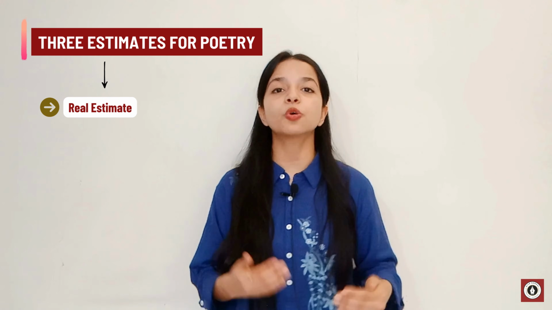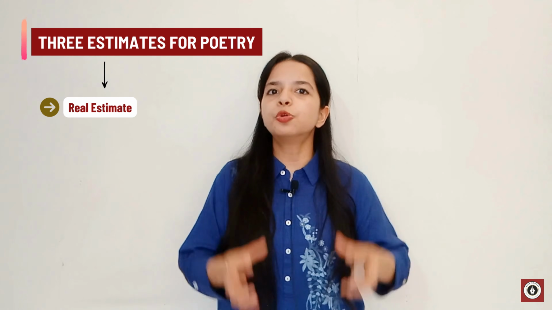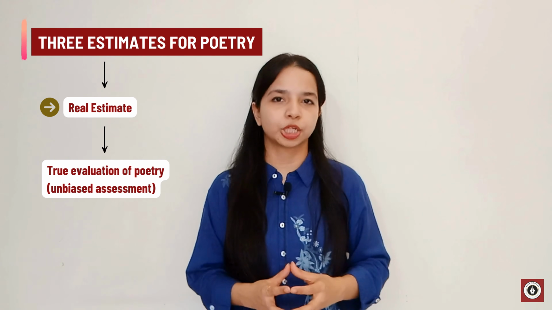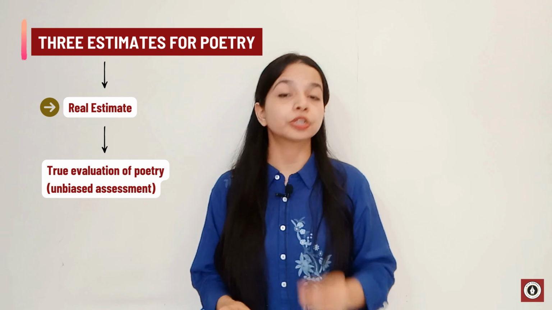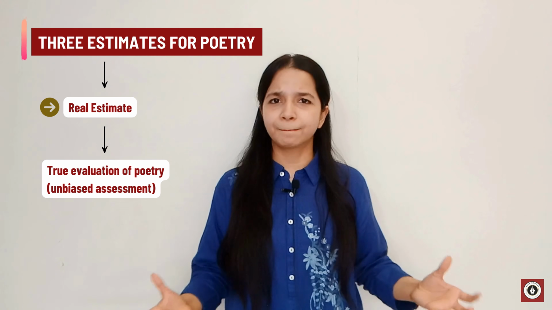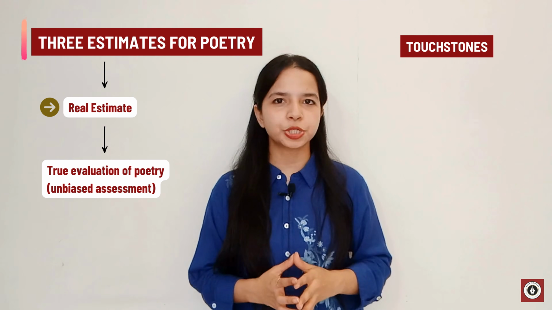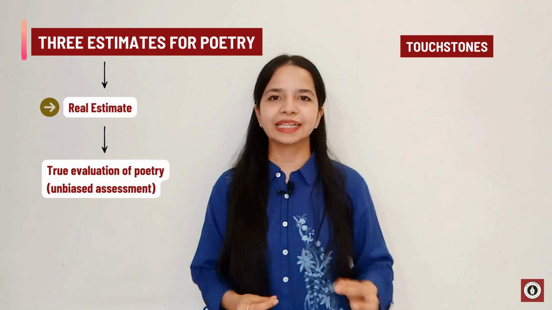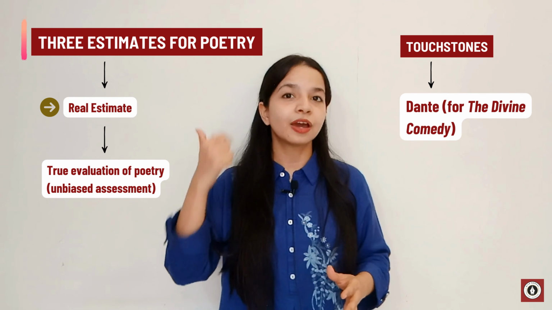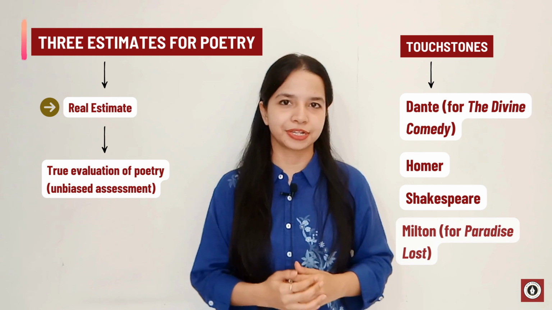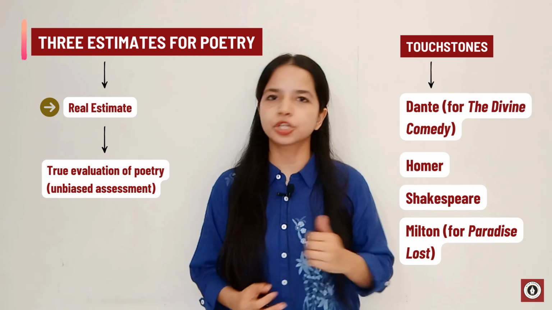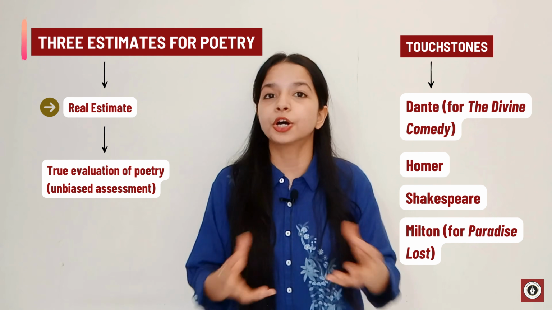Real estimate, on the other hand, surpasses historic and personal estimate. According to Matthew Arnold, it is only through the real estimate that you will be able to arrive at the true evaluation of poetry, that you will be able to measure the true worth of poetry. Now, how do you arrive at the real estimate? By comparing any given poem with the great works of touchstones. And who are these touchstones? According to Matthew Arnold, these touchstones are basically Dante, Homer, Shakespeare, and Milton. Why? Because their works have stood the test of time and they have provided comfort to human beings.